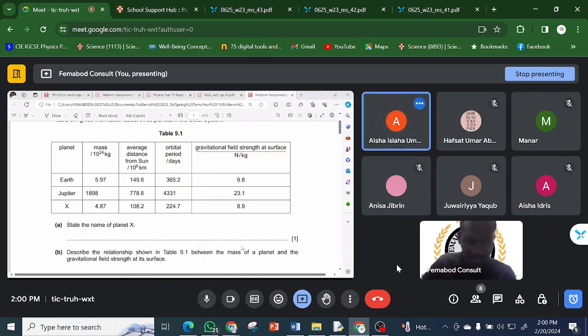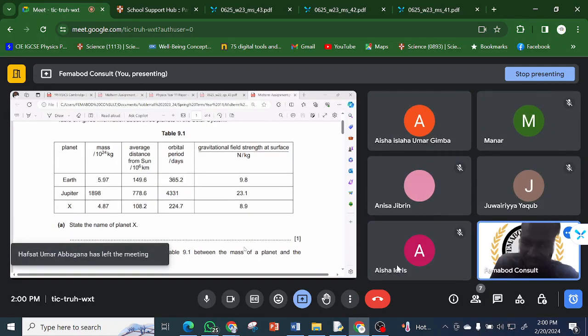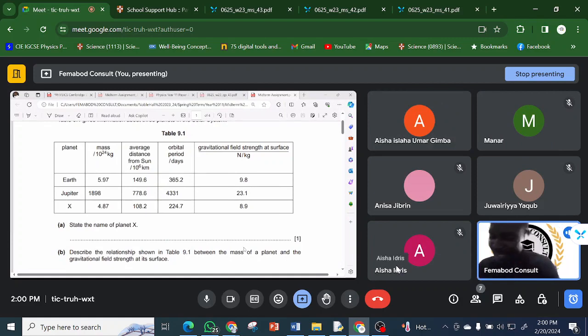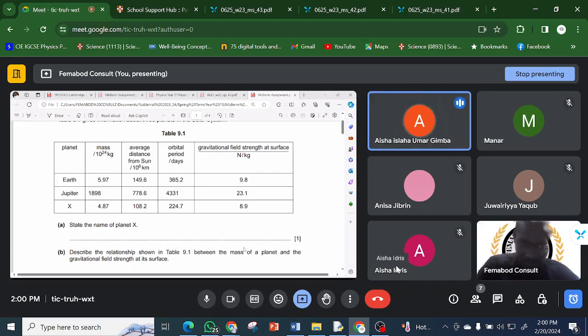So the gravitational field strength depends on the mass of the planet. In what way? What's the relationship between them? Is it that when the mass reduces, the gravitational field strength increases, or what? I'm not sure. Okay, who else is helping us?